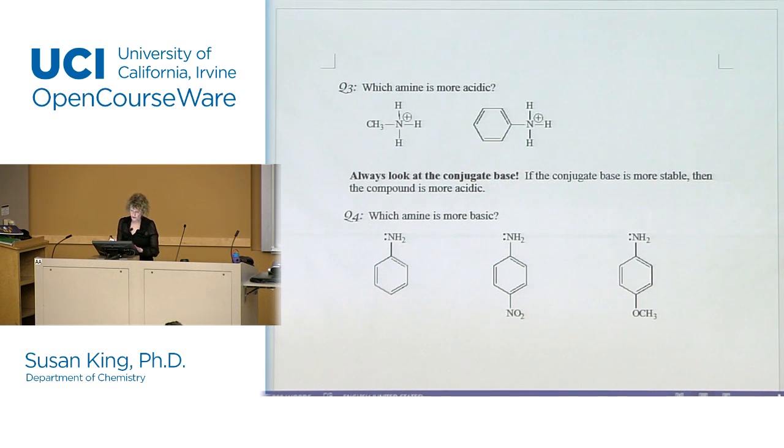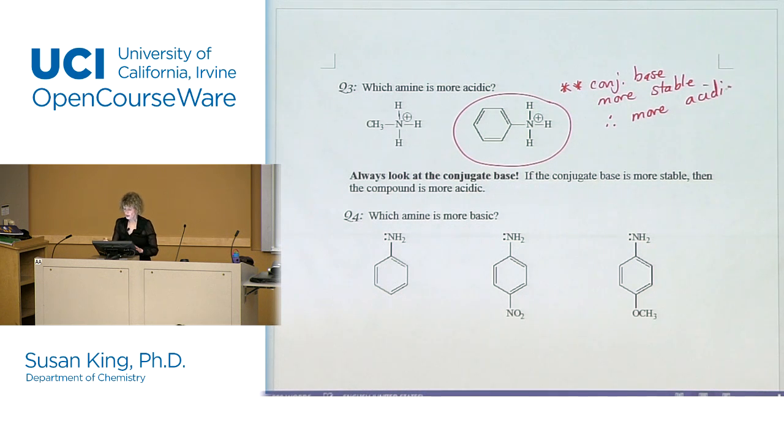So always look at the conjugate base. If the conjugate base is more stable, then the compound's more acidic. We just looked at the conjugate base on the previous page. So conjugate base, more stable. Therefore, this is more acidic. So I want you to feel comfortable going back and forth. You're sophisticated enough here at the end of 51C that you should be able to do that.